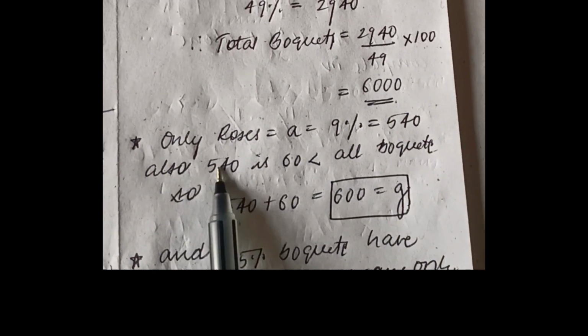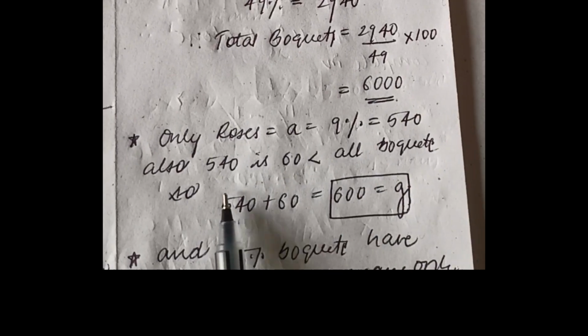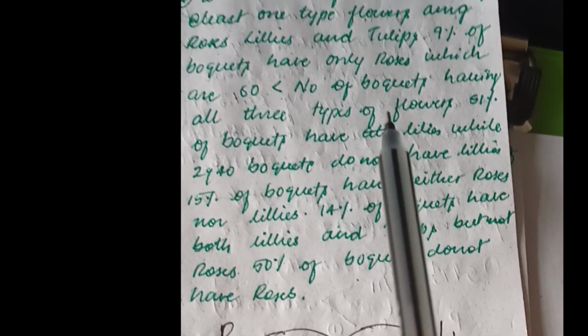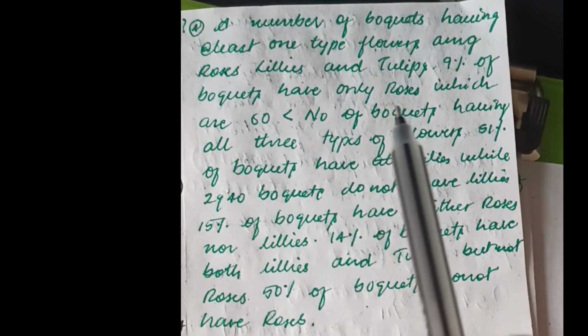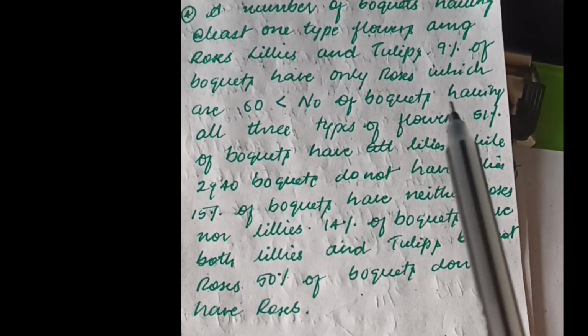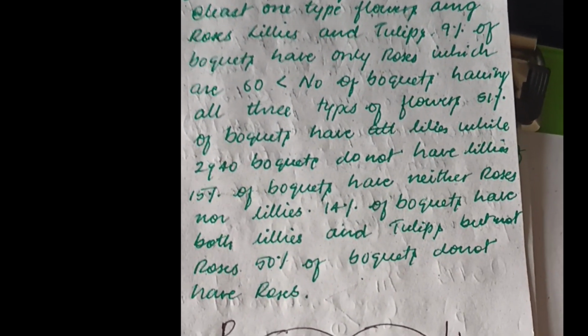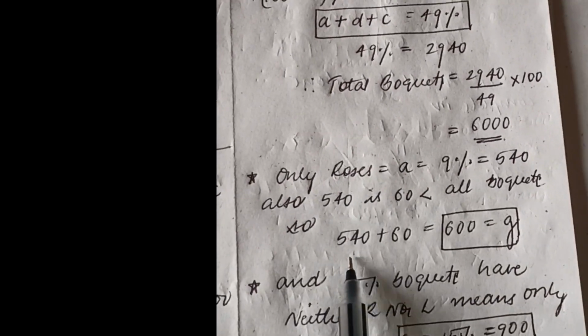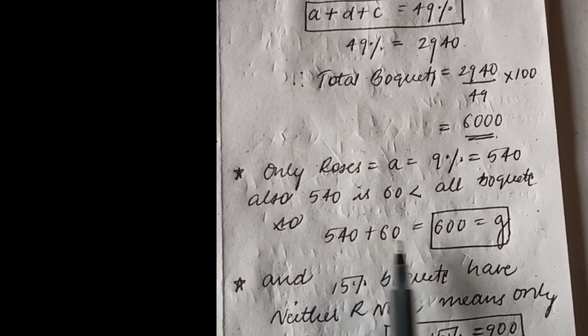And also 540 is 60 less than all the bouquets. Here they have mentioned that 9% of the bouquets have only roses, which is 60 less than the number of bouquets having all three types of flowers. It means this A is 60 less than G. So I have written the same thing. If we add 60 to the 540, we will be getting G is equal to 600.